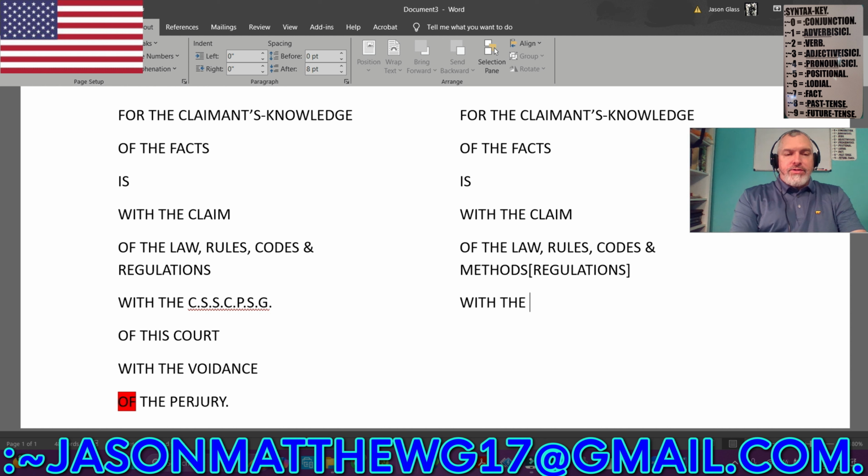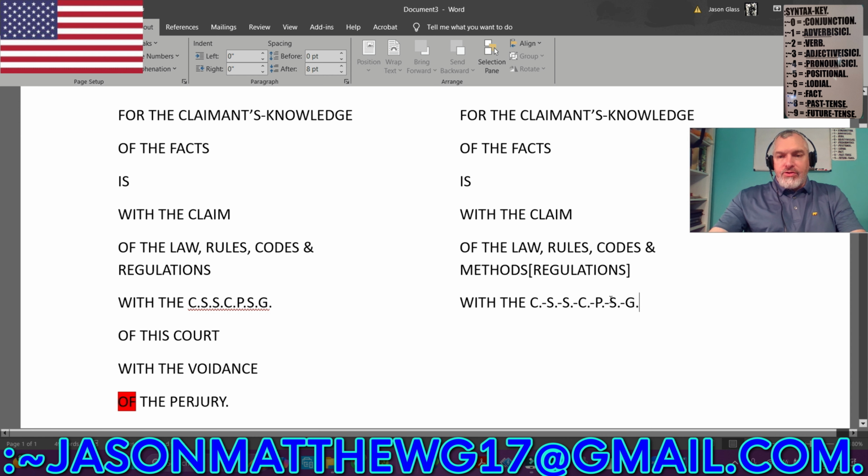Now the abbreviation CSS-CPSG is wrong. It must be hyphenated. If it's to be a correct abbreviation in the context of correct sentence structure, that's how it would look.